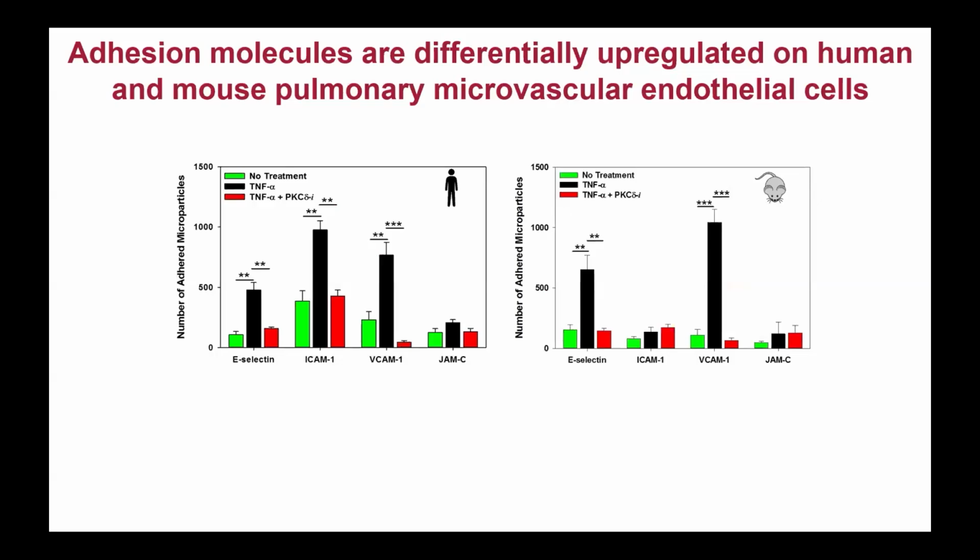And then this is, for example, the number of adhered microparticles. If you look at the adhesion molecule upregulation in the system, you can see that the E-selectin is similar between mouse and human, but ICAM is not. ICAM is upregulated in human cells, but not in mouse cells. And so this is another important distinction that this kind of system can provide for us.